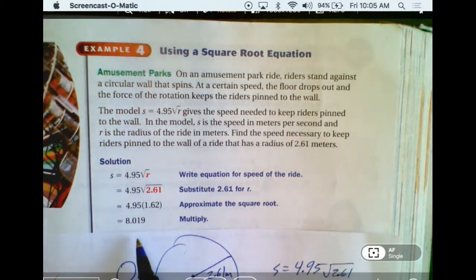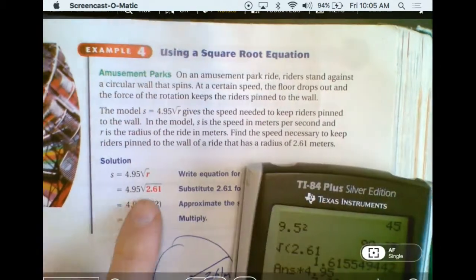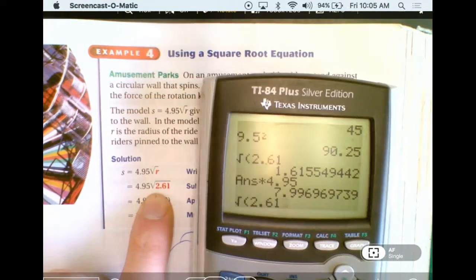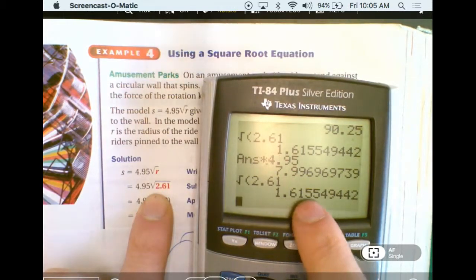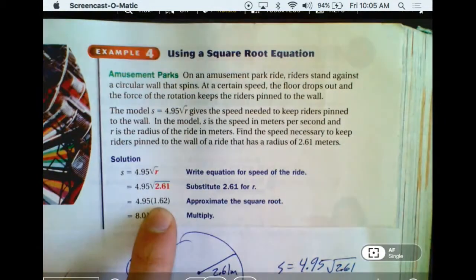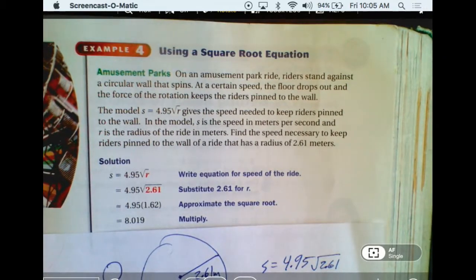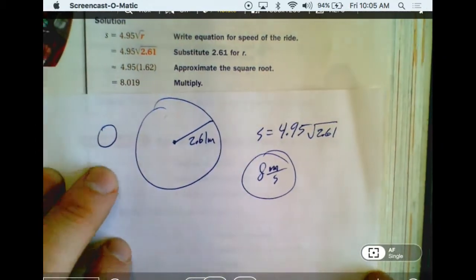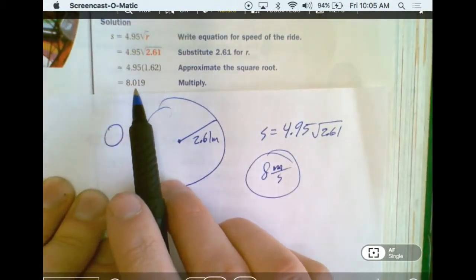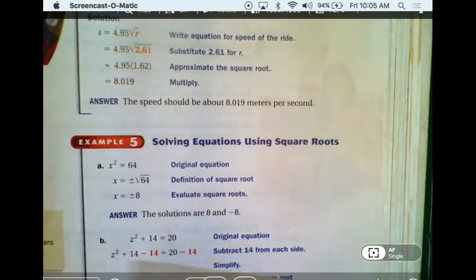That's pretty close. Actually, they got a different answer. Oh, they rounded. Okay, so square root of 2.61 gives you 1.6155, and look what they did here. They just rounded that number off. So whose answer is more correct, mine or the book's? Everyone's like, yours? They rounded before their final answer. I didn't. So my answer was actually a little more precise than theirs. But anyway, that's how you work with that.